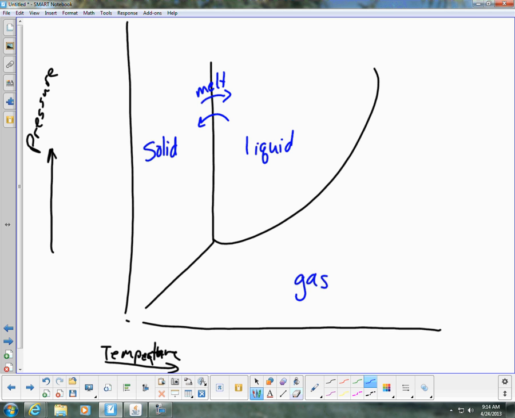What if I go that way? What am I going to do? If I go from a liquid to a solid? Freeze. Okay, what if I go from a liquid to a gas? What am I doing? Evaporate or boiling? What if I'm going this way? Condensation.